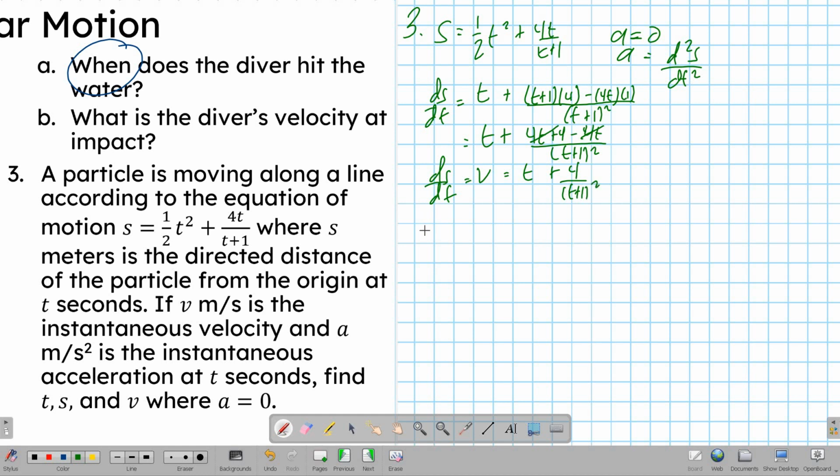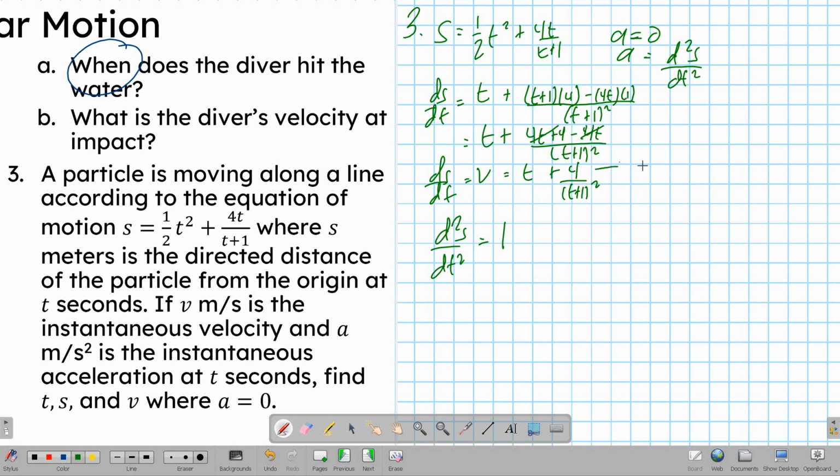Now the second derivative, which is our acceleration, d squared s over dt squared, will be equal to the derivative of this one. The derivative of t is simply 1. Then here, although we can use the quotient rule, since the one on top is a constant, maybe we can change it so that it will not be as tedious. We just need to use a little bit of the power rule.